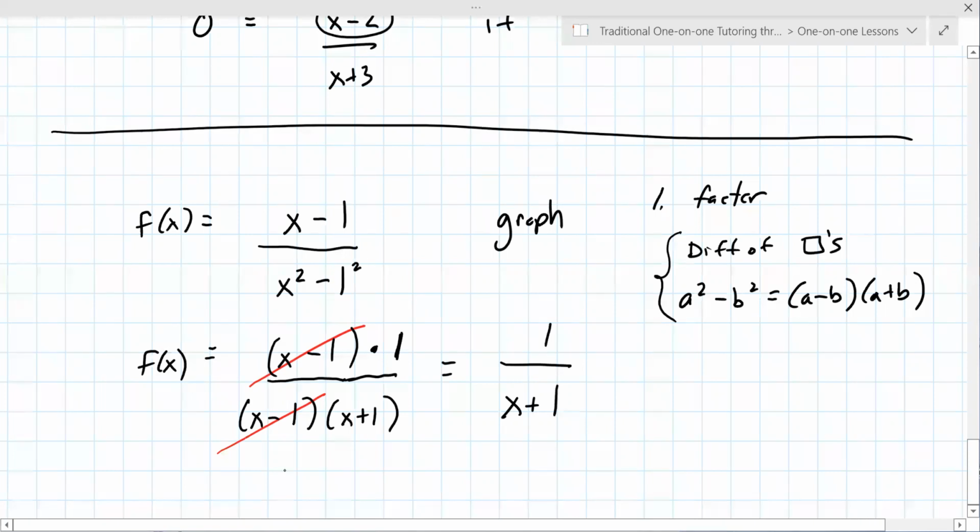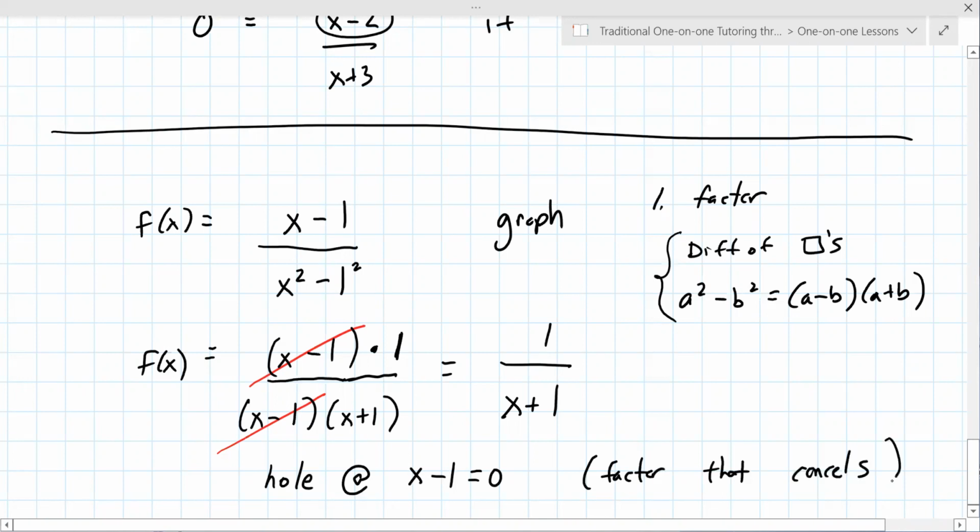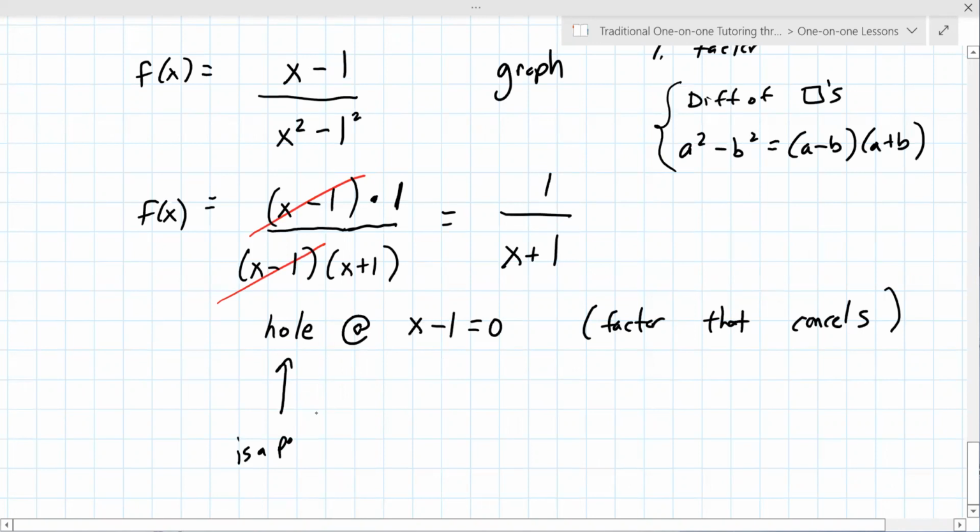Okay. So that part we've got to get really, really clear. There's a hole at x minus 1 equals 0. It's the factor that cancels. That's where there's a hole. So a hole is a factor that cancels. Because x minus 1 canceled, there's a hole there. So the hole would be x minus 1? No, it's at x minus 1 equals 0. We have to solve for x. The hole is a point. Let's make that clear. It's not a literal point because there's nothing there, but it's a place that you'd like to be on the curve, but it's not.